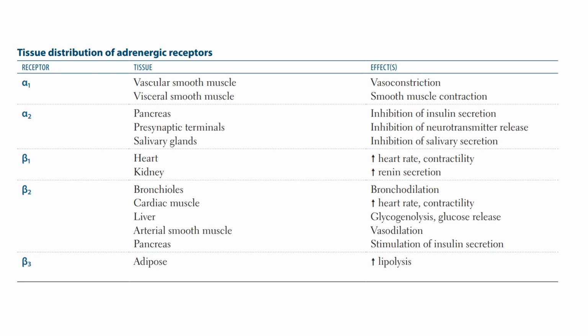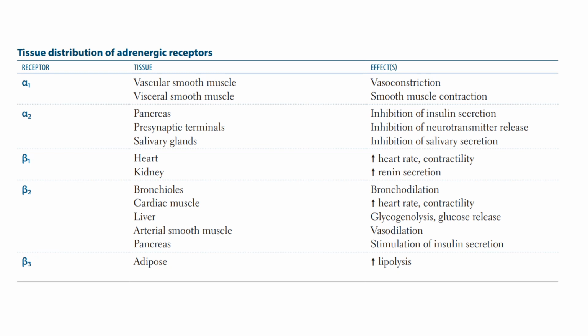Alpha 2 receptors are found in the pancreas, presynaptic terminals, and salivary gland, and they cause the inhibition of insulin secretion, inhibition of neurotransmitter release, and inhibition of salivary secretion. Beta 1 receptors are found in the heart and kidney, and these increase the heart rate, contractility, and renin secretion.